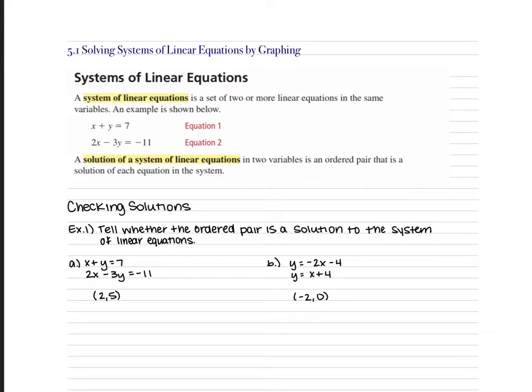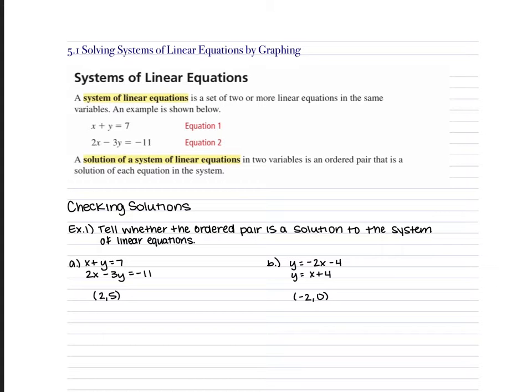5.1 is solving systems of linear equations by graphing. Systems of equations are two or more equations that are given to you, and their solution is the ordered pair, so an x value and a y value, that make each of the equations true statements. There are different ways of doing these.